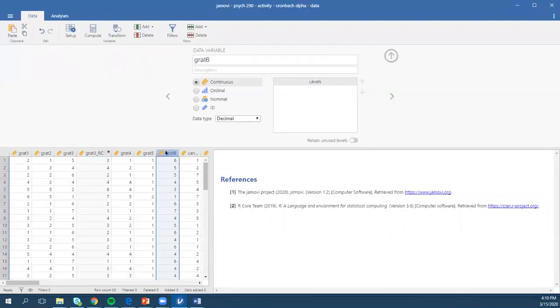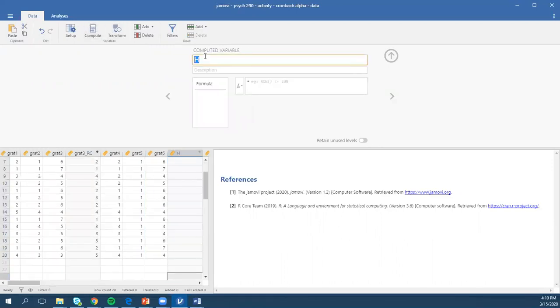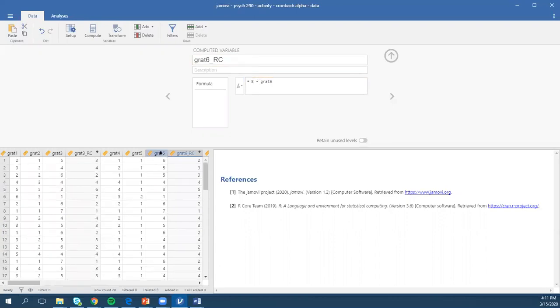So let's do this for GRAT 6 as well. So again, you can go to compute. Let's call it GRAT 6 RC. And again, it's 8 minus, now in this case, GRAT 6. So now we have our reverse coded items here.